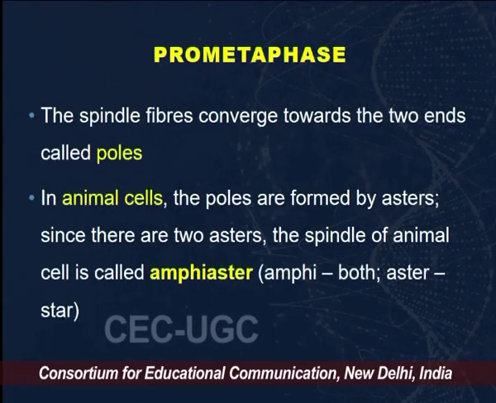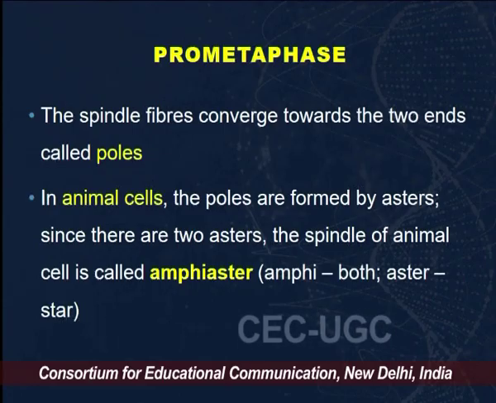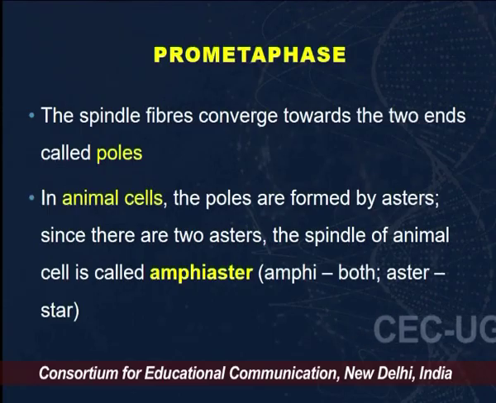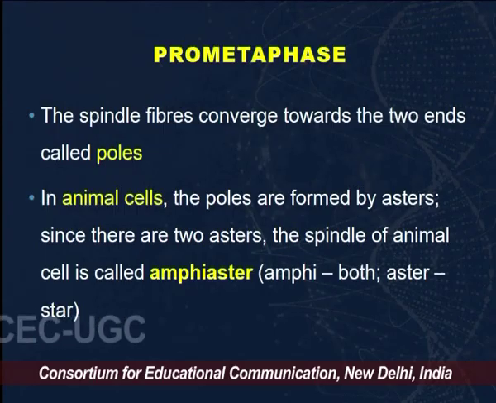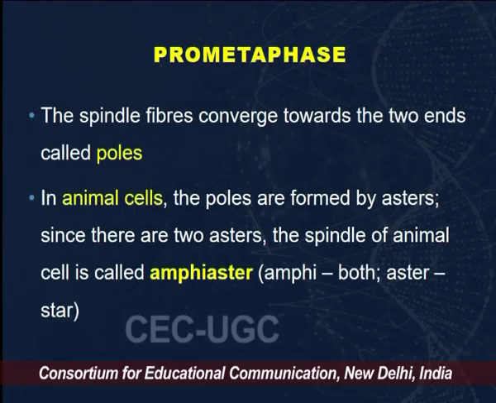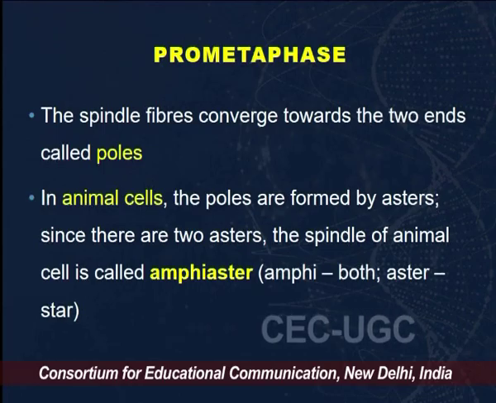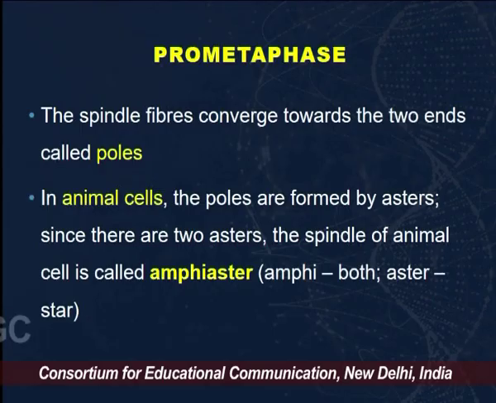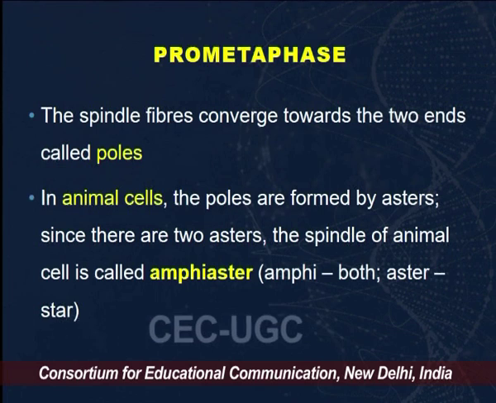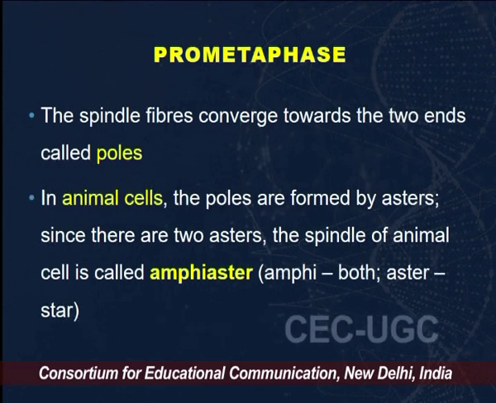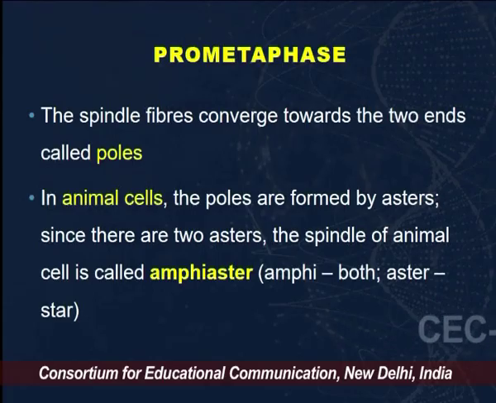The spindle fibers converge towards the two ends called poles, and in animal cells the poles are formed by asters. Since there are two asters, the spindle of an animal cell is called amphiastral. Amphi means both, aster means star. So at the two different ends we have two asters. That is why in animal cells it is called an amphiastral spindle.